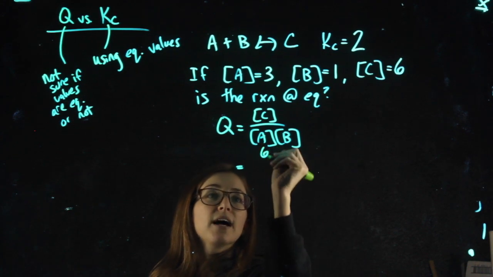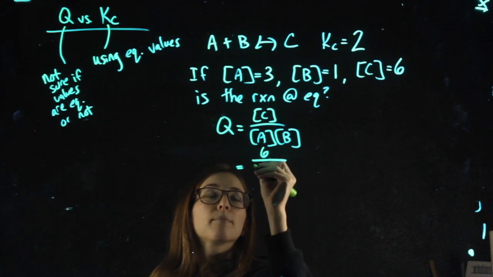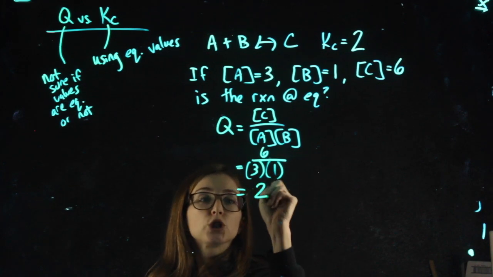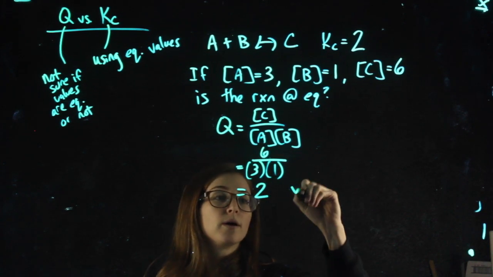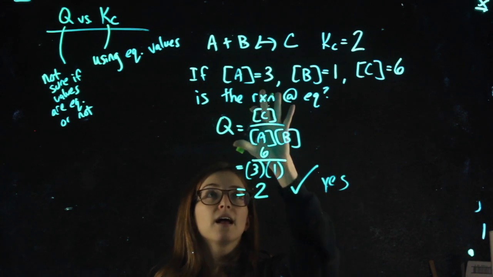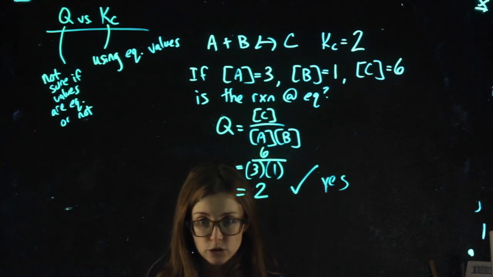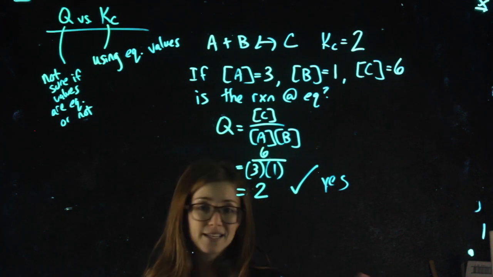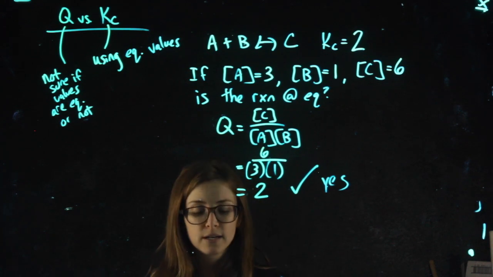I plug my C value in. I plug my A value in and my B value in. And sure enough, I get 2. So yes, with those concentrations, this reaction's at equilibrium. That's finding Q. That's it. It's not actually mathematically different.